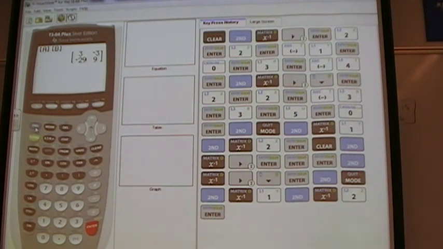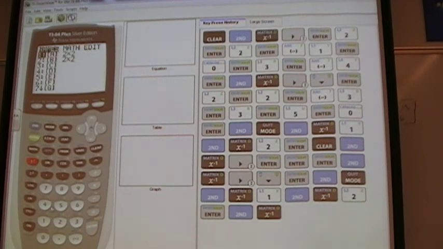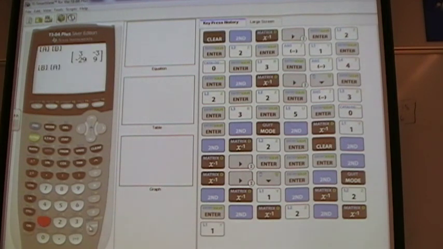Now, you won't necessarily get the same thing. Let's see when we get back to multiply B times A. Where's mode at? Right next to the second button. Oh, okay. So we do second mode. Second matrix 2, and second matrix 1, so this would be B times A.